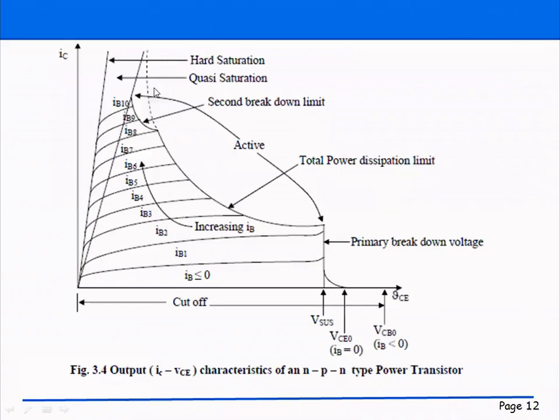So next is the IV characteristic of the power transistor, that is the output characteristics of the power transistor. It is the same as the ordinary transistor characteristics. It is drawn between IC, that is the output current, versus VCE, that is the output voltage, at constant base current. And we again get three regions. The first one is the cutoff region, and the last one is the saturation region.